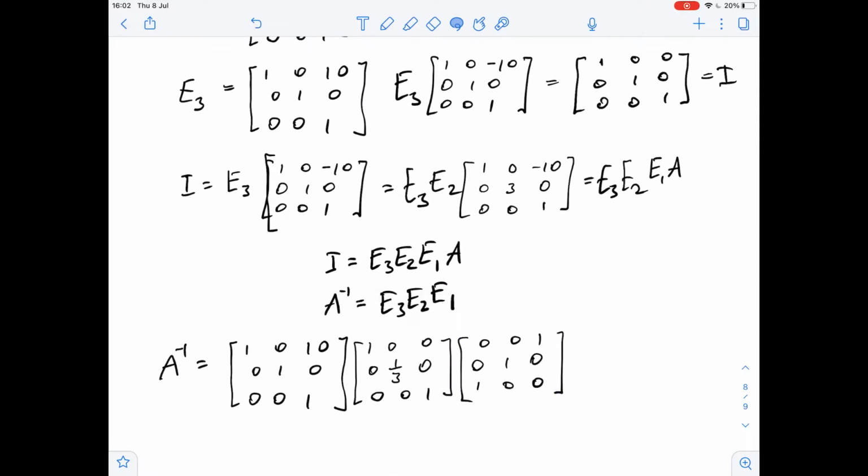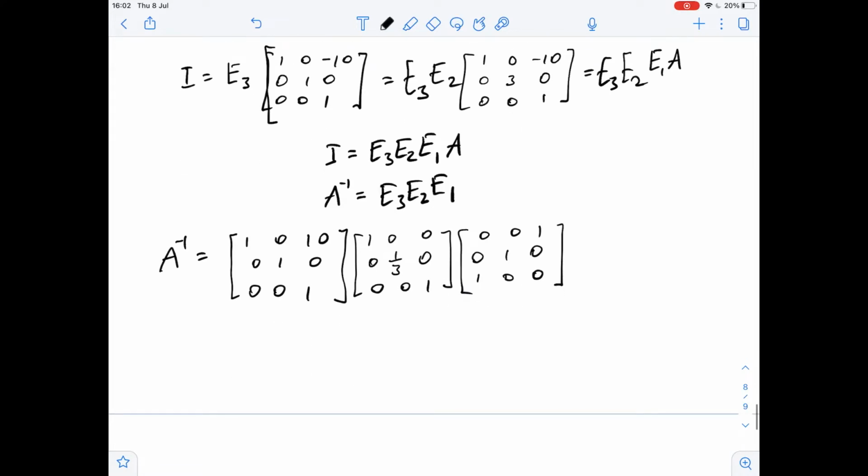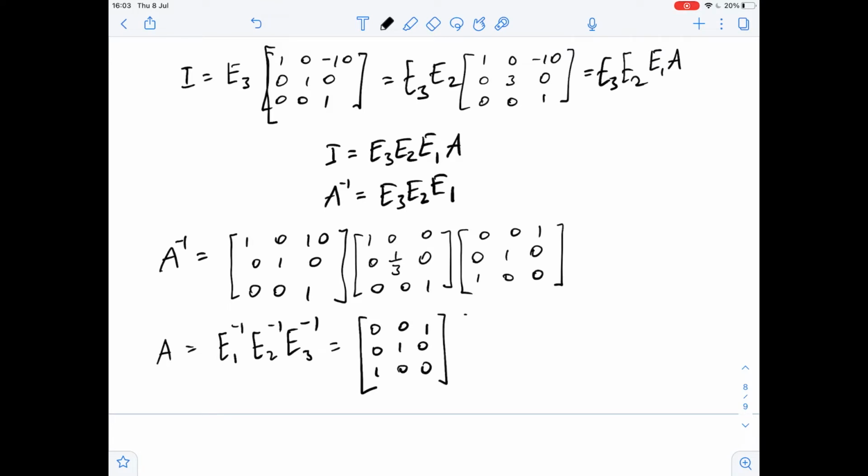At the same time, matrix A equals E1 inverse times E2 inverse times E3 inverse. So E1 inverse is 0, 0, 1, 0, 1, 0, 1, 0, 0. E2 inverse is 1, 0, 0, 0, 3, 0, 0, 0, 1. And E3 inverse is 1, 0, negative 10, 0, 1, 0, 0, 0, 1.